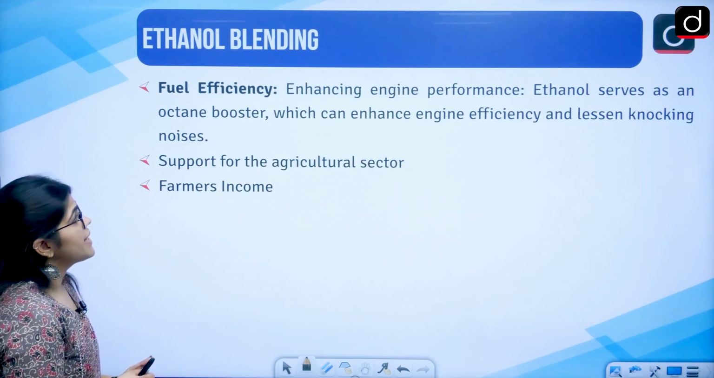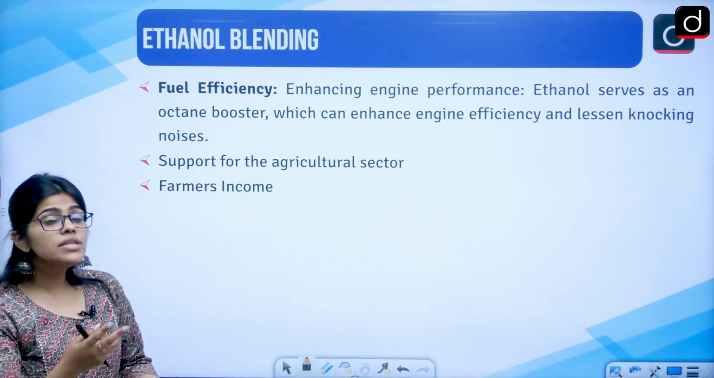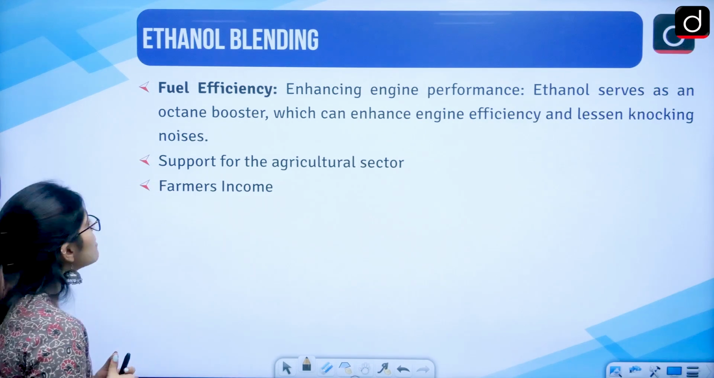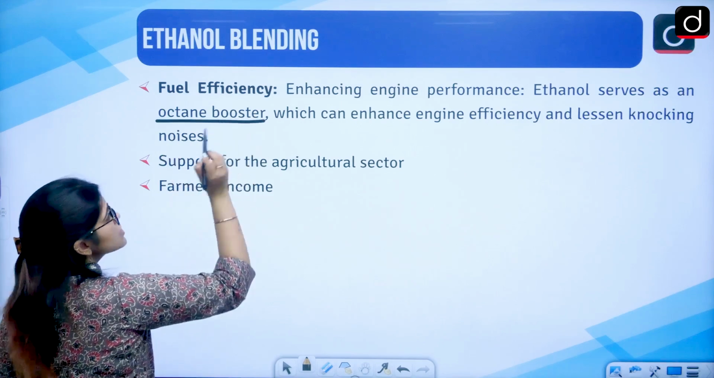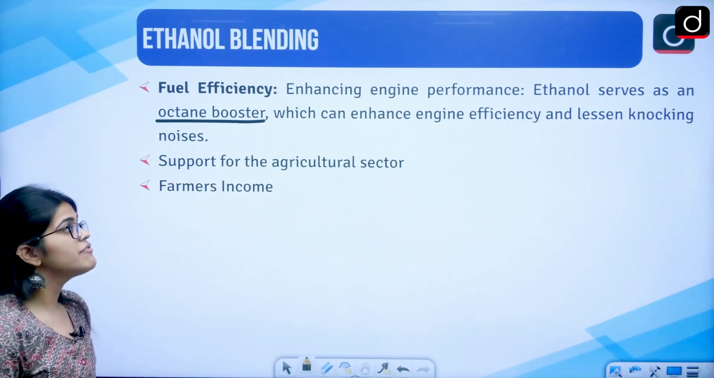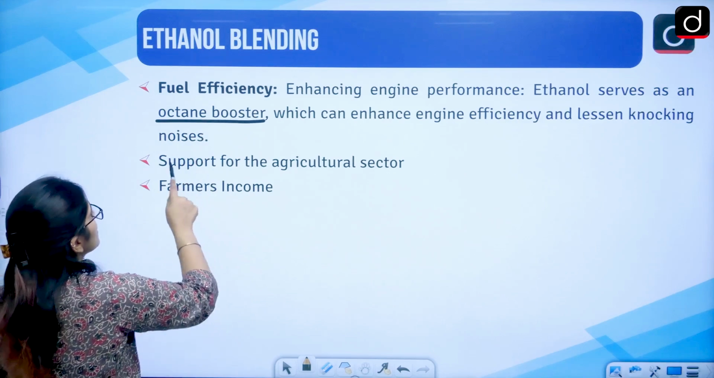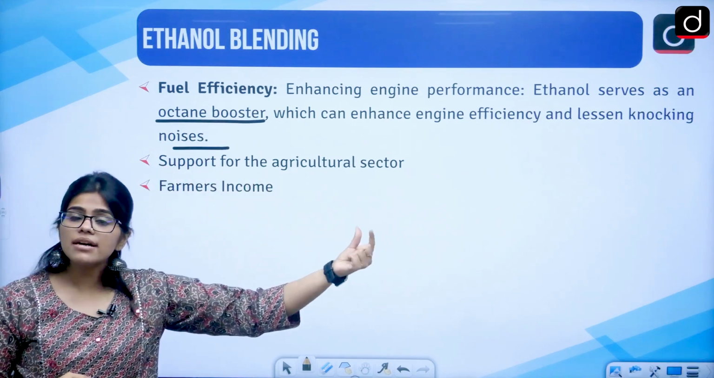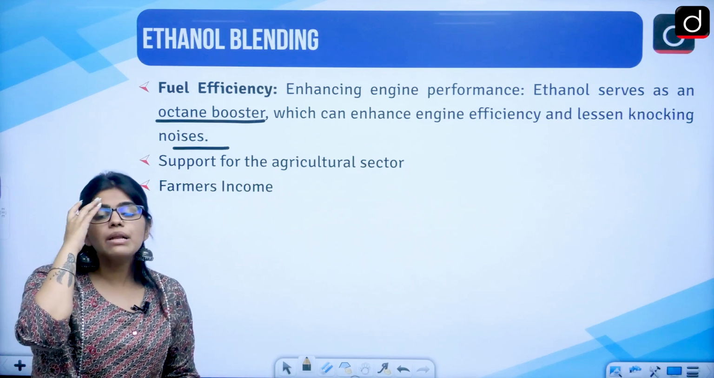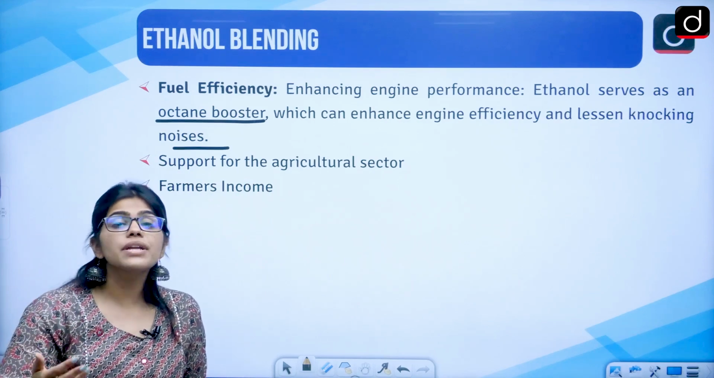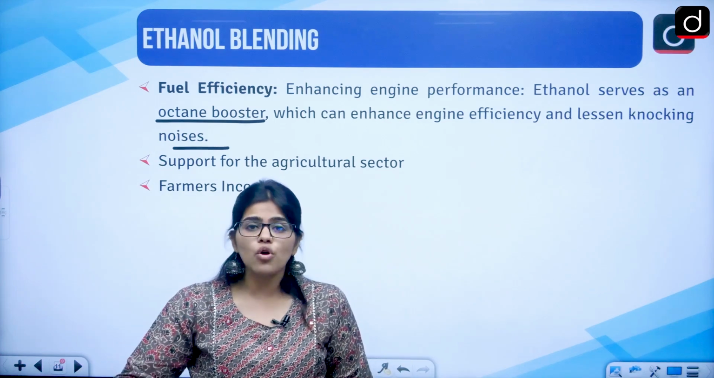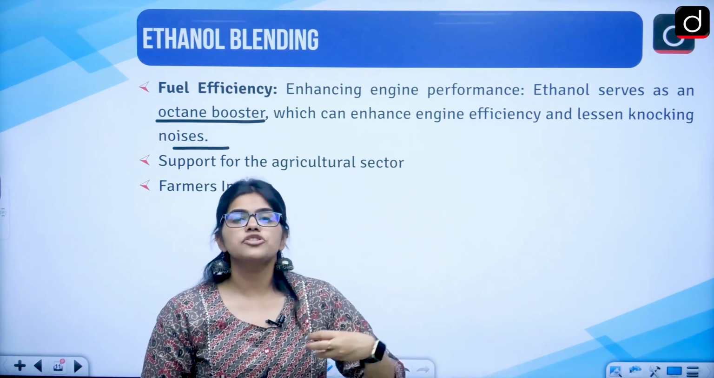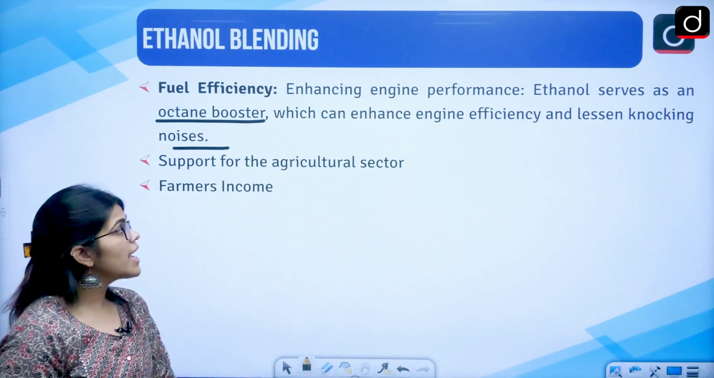Now, ethanol blending. Why is ethanol blending so good? Ethanol blending will enhance the engine performance. Ethanol serves as an octane booster, which can enhance the engine efficiency and lessen the knocking noises. It also supports the agriculture sector. How would the agriculture sector be helped? If the farmers are asked to grow more and more crops, then the economy of the agriculture sector would also boom. So it is useful for the agriculture sector.